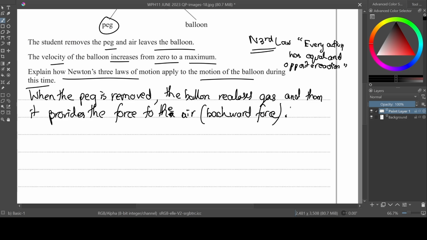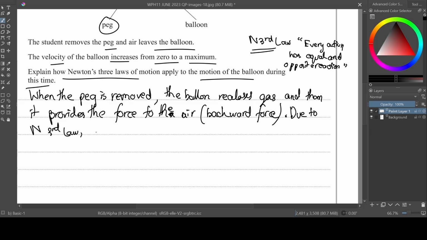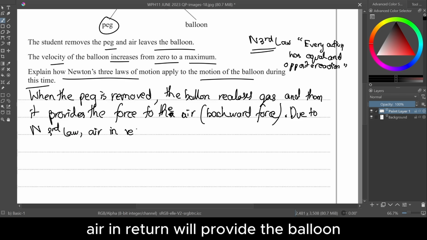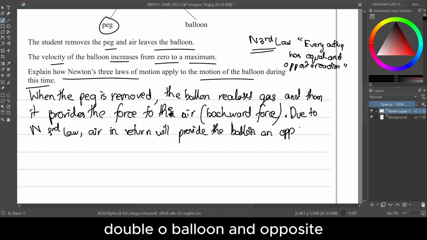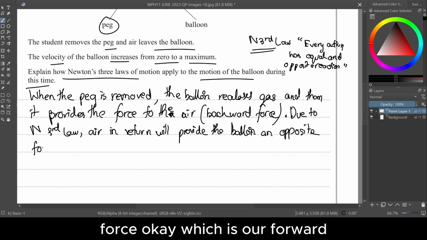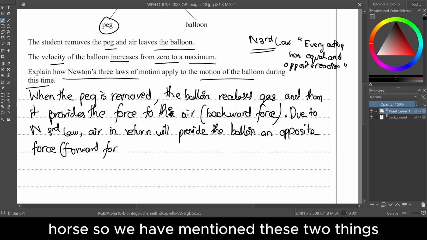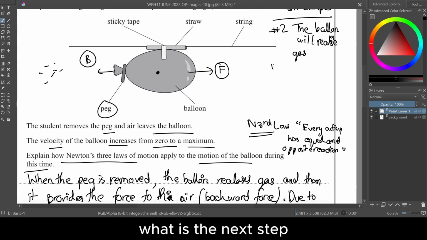So due to Newton's third law, air in return will provide the balloon an opposite force, which is our forward force. So we have mentioned these two things. Now let's go to the next step. Okay, what is the next step?